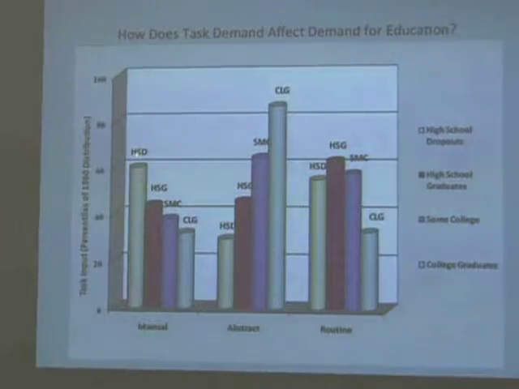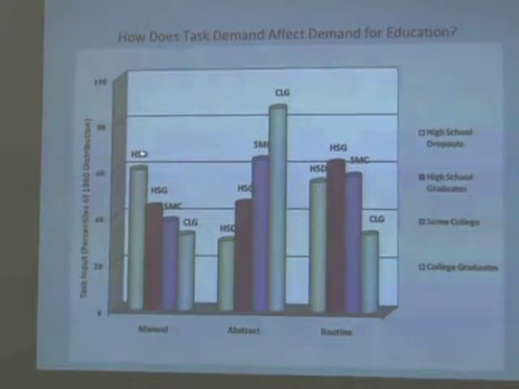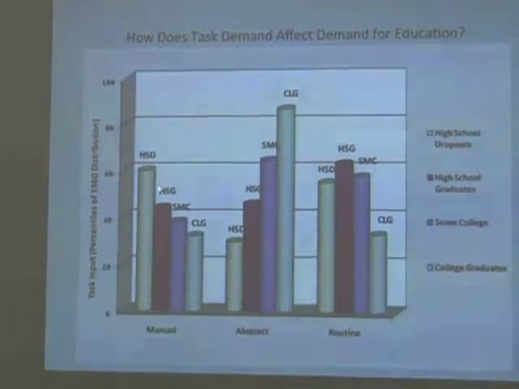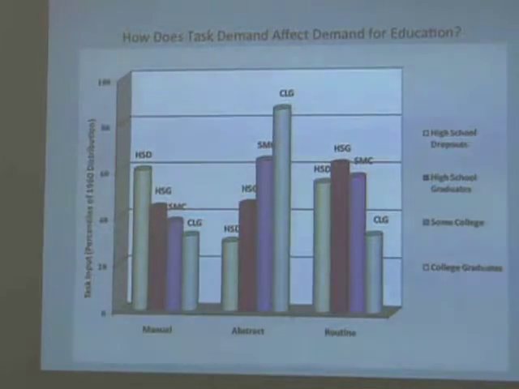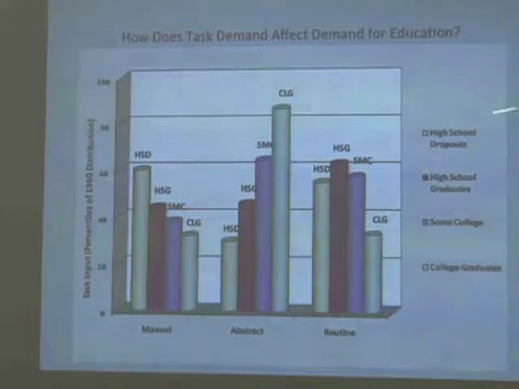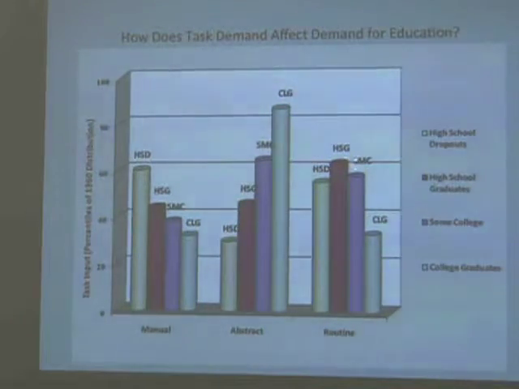But anyway, just starting from here, what you can see is if you look at these manual tasks, as you would expect, they're most prevalent among high school educated workers, high school dropouts and high school grads, some college grad. Abstract, just the opposite, as you would anticipate. So highest among the most educated, lowest among the least educated. And then these routine tasks actually are concentrated among people with high school graduate degrees and some college education.